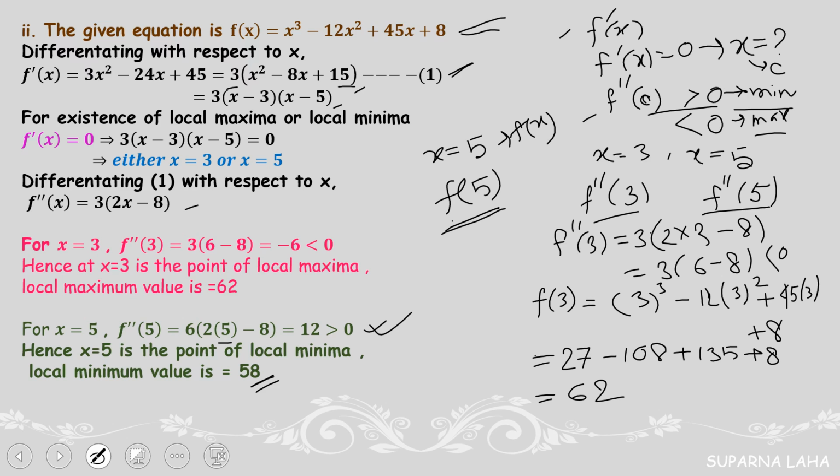So here is the solution. Check it and understand the steps, how to solve it, and how to explain where the maximum is and where the minimum is. So here the maximum value is 62 and the minimum value is 58.